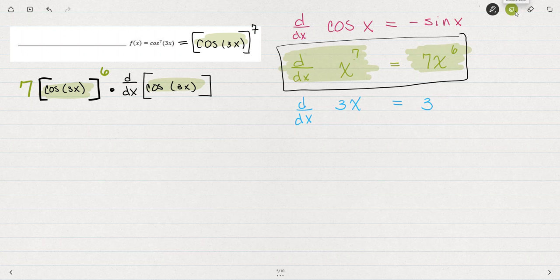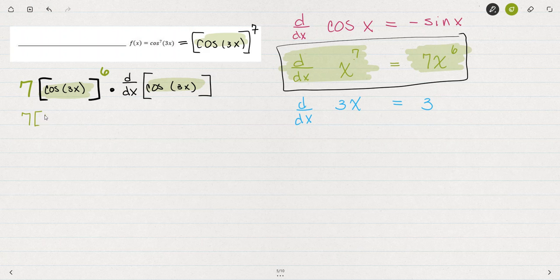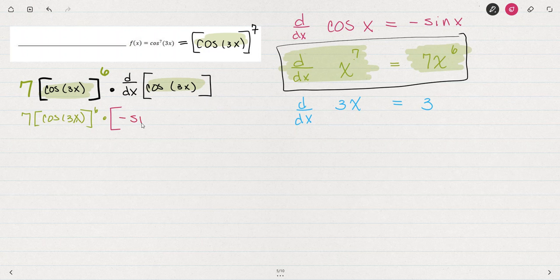Let's continue this down, and I'm not going to lose anything. I'm not going to leave anything out or leave it behind. So we have 7 times the cosine of 3x to the 6th power. And then to do this derivative of cosine of 3x, I'm going to first address the outer function, that's the cosine, and the derivative of cosine is the opposite of sine. And then I have to remember to do times the derivative with respect to x of the 3x.